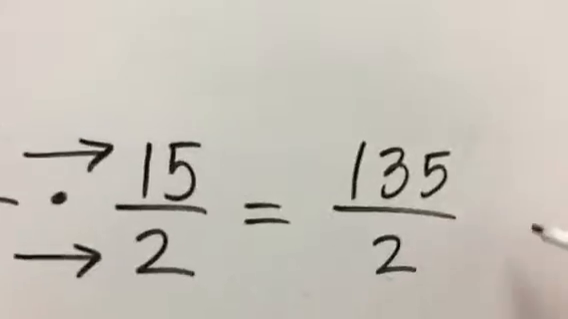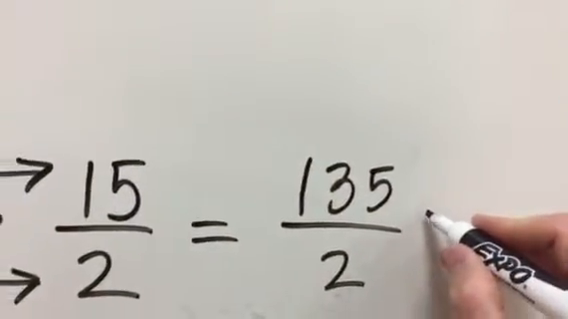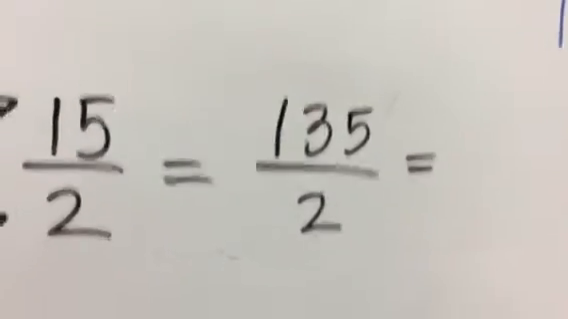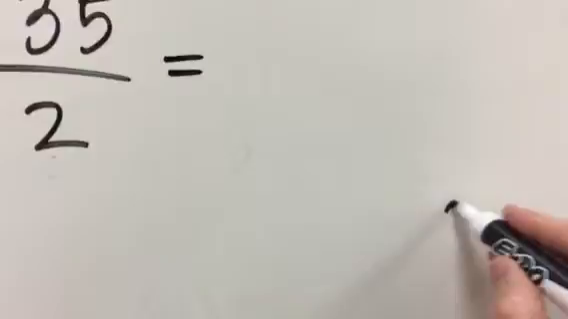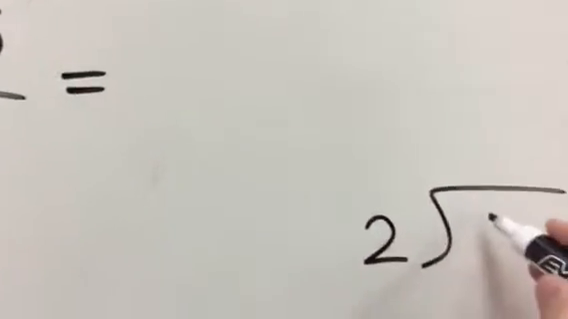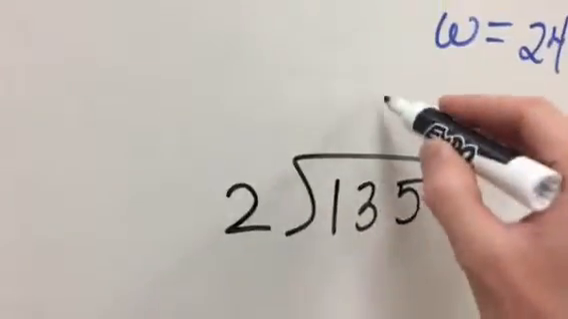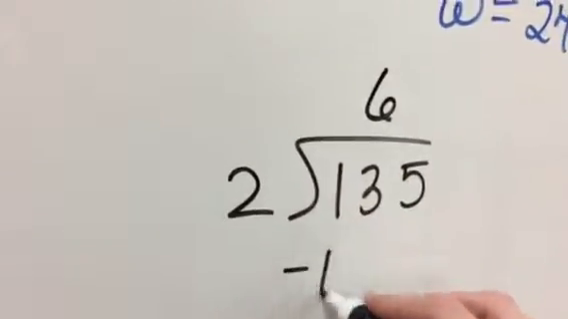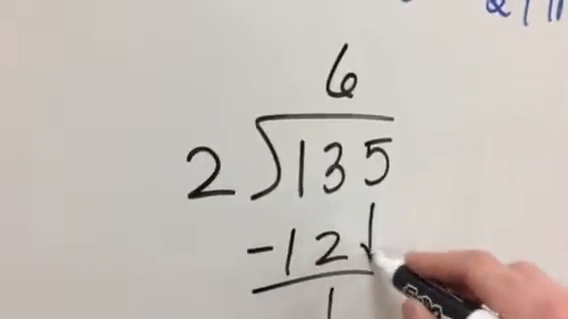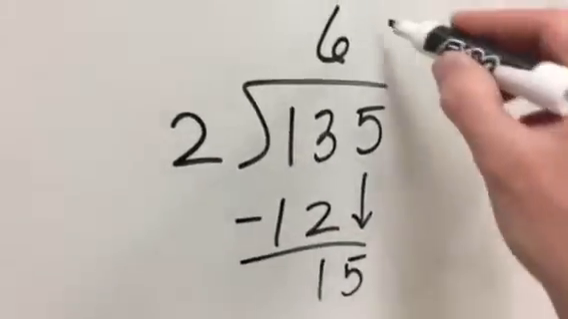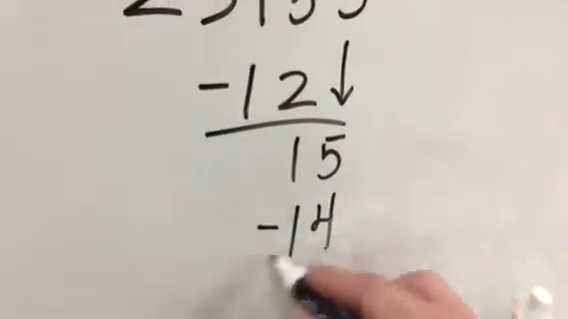So 135/2, when we simplify that out, gives us quite a number. You may have to come over here and use some long division, which is perfectly fine. So 2 into 135, 2 into 13, that'll be 6 times. Take away 2 times 6. And then 2 into 15, that'll be 7 times. Take away 2 times 7, which is 14.